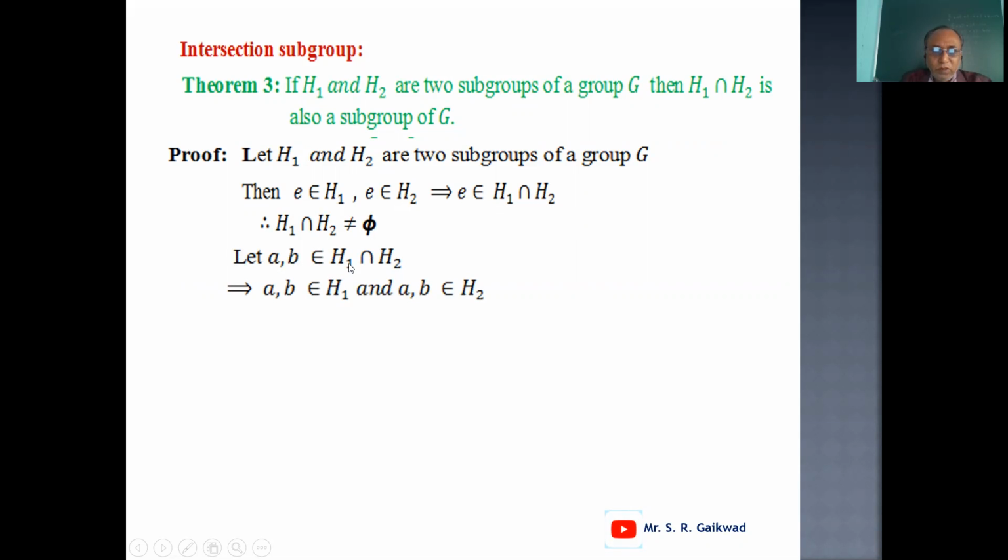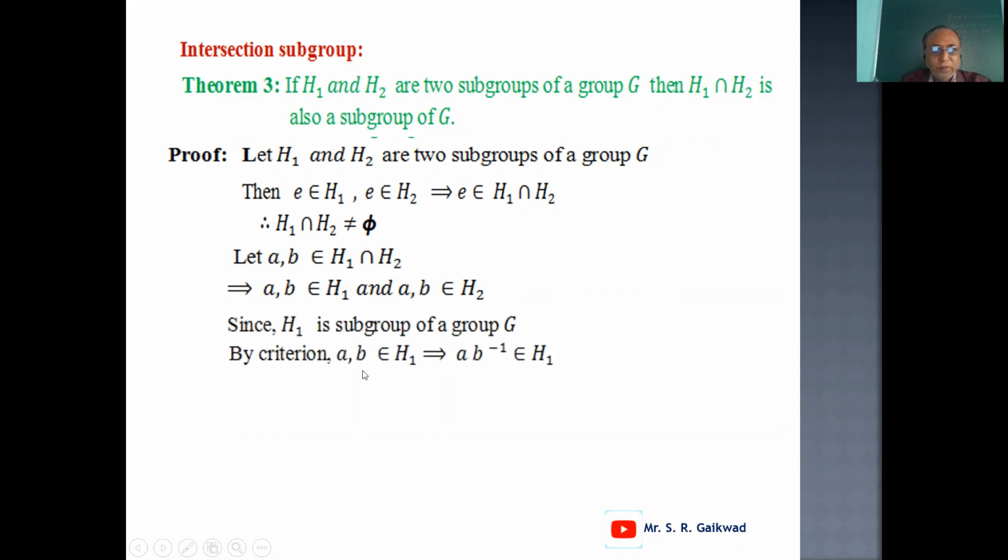Let a, b belong to H1 intersection H2. We have to prove H1 intersection H2 is a subgroup. Since a, b belongs to H1 intersection H2, it implies that a, b belongs to H1 and a, b belongs to H2. H1 is a subgroup of G, and by the criteria, a, b belongs to H1 implies a * b inverse belongs to H1. Also H2 is a subgroup of G, and a, b belongs to H2 implies a * b inverse belongs to H2.